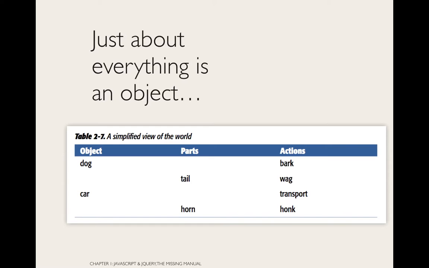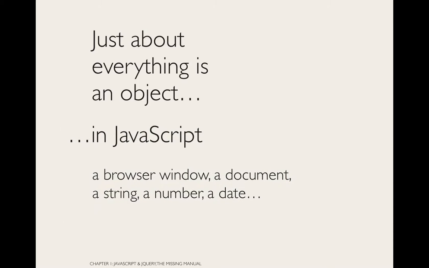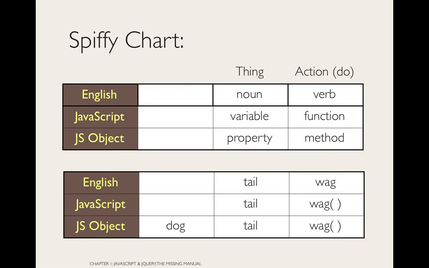Everything is an object. A dog might have a tail. A tail is an object. A tail might wag. A car is an object. A horn is an object. A car has a horn, and the horn might honk. So you have this simplified view of the world of objects containing other objects that may do things. So everything in JavaScript is an object. It could be a browser window, a document, a string, a number, a date. Everything is an object.